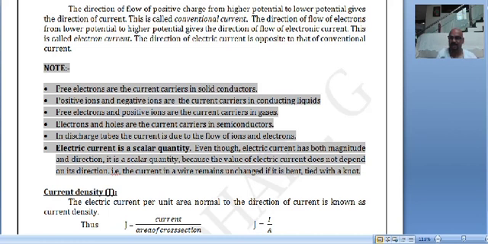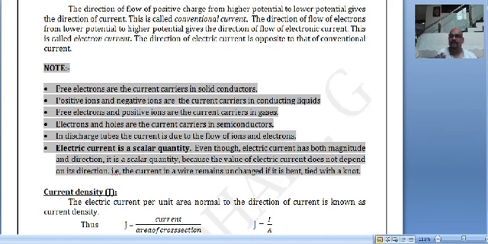But in metals, in conductors, only electrons will move from lower potential to higher potential, and that is electron current. Opposite to the direction of the electron current is the conventional current, which is not real. Conventional current is not real. It flows from higher potential to lower potential.